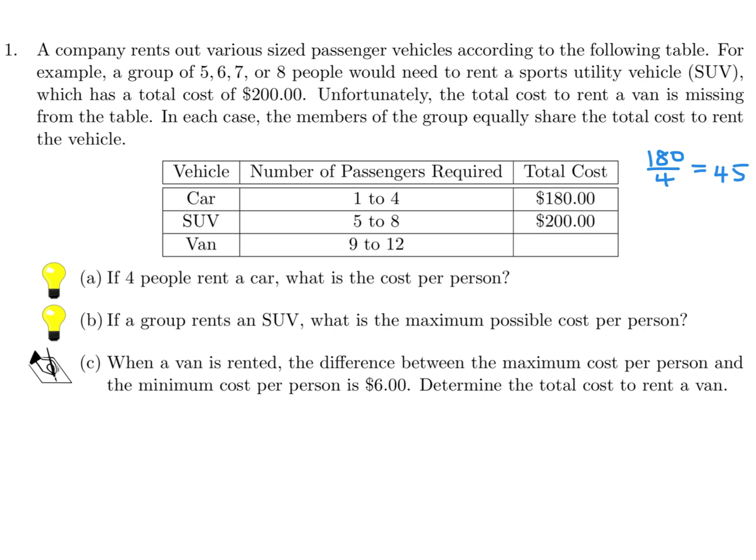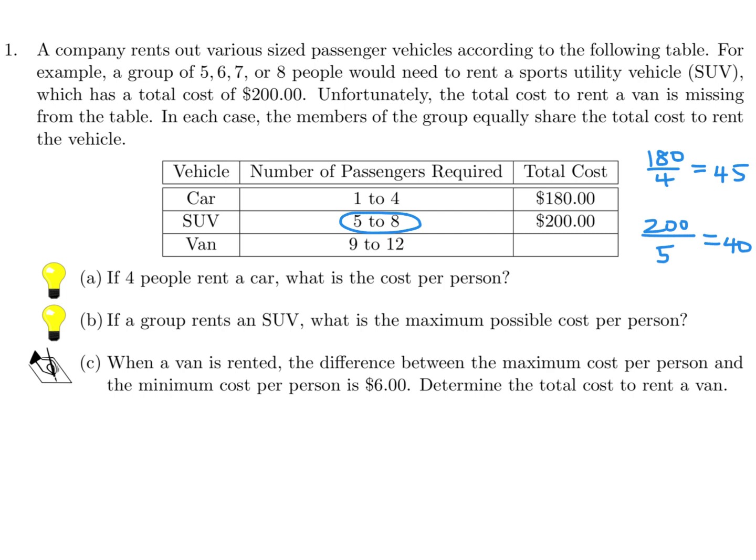If a group rents an SUV, what is the maximum possible cost per person? So in part B, we're talking about $200 being divided by some number. Then the maximum will come if you have the fewest amount of people, and the fewest amount of people in that range is 5. So that will give you $40.